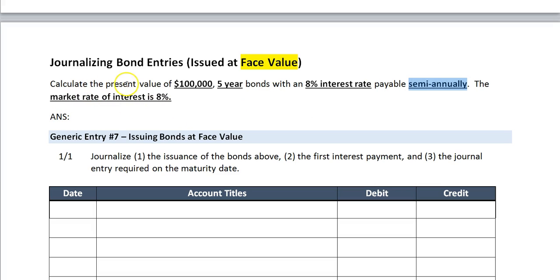So it's saying calculate the present value. Well, this is really easy. Since these two are lined up, the present value is going to be the $100,000. This is a unique scenario.